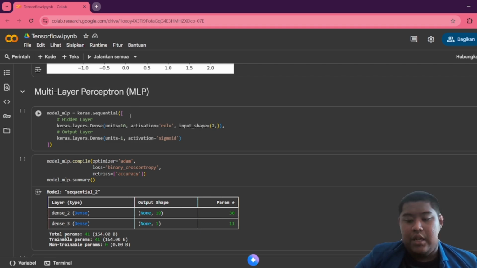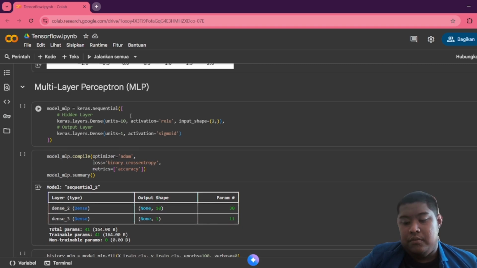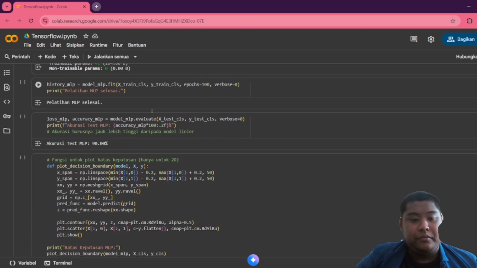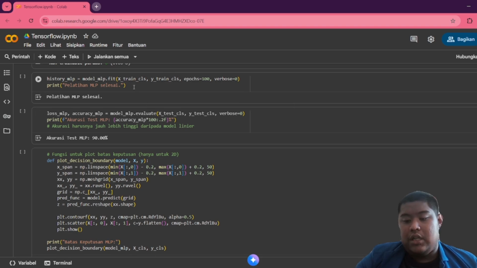And now we create a multi-layer perceptron model with a hidden layer to learn non-linear patterns. Next, we compile the MLP model using the same settings and then display its more complex architecture. And the summary shows our MLP has 2 dense layers with a total of 41 parameters, giving it more capacity to learn. Next, the MLP model is now trained on the same moons dataset for 100 epochs. And the output message indicates that the MLP model has completed its training.